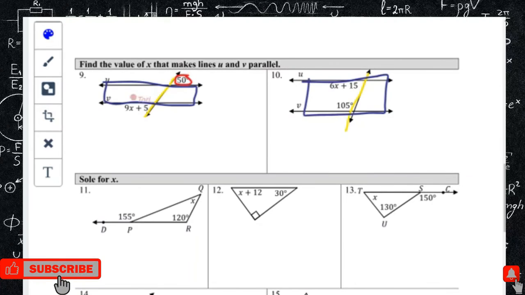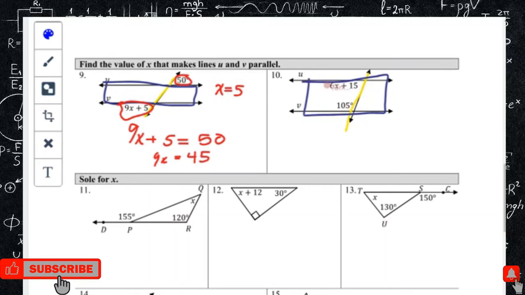So we have 50, 9x plus 5. Those red angles are outside of the blue box. They are in alternating positions with the transversal, so they are congruent, alternate exterior angles there. 9x plus 5 equals 50. Solve this for x, subtract 5, we have 9x equals 45, and therefore x is 5 when you divide. So x is 5 is our answer.